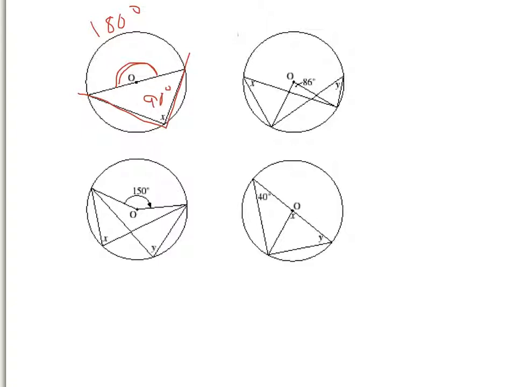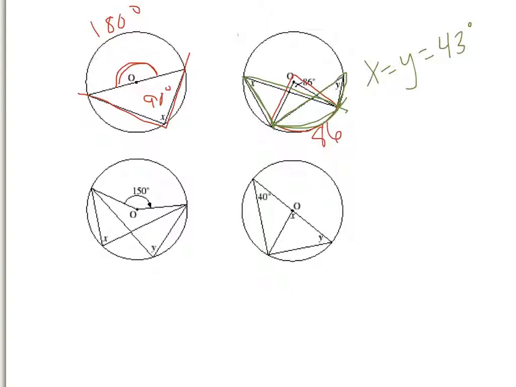On the next one, again, here is a central angle, and that central angle has an arc measure of 86, because the angle measures 86. Do you see how this y is actually an inscribed angle to the same arc? And x is also an inscribed angle to the same arc. So x has to equal y, and they both have to be half of the 86, or 43.